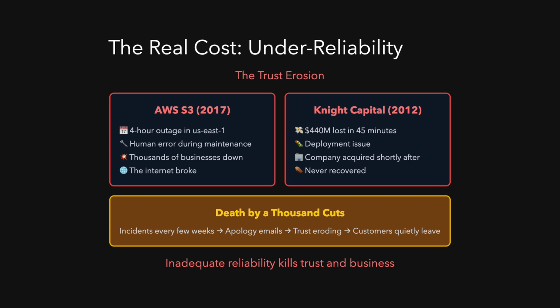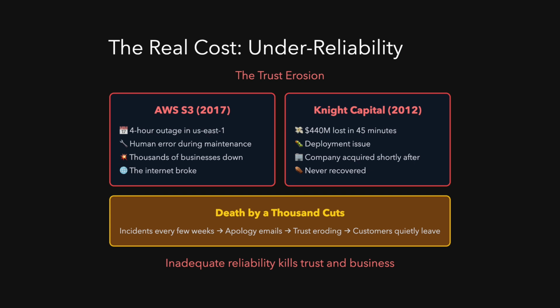This company lost about $440 million during the first 35 minutes of trading due to a deployment issue. The company was acquired shortly after, and they never recovered. But more common than spectacular failures is death by 1,000 cuts: incidents every few weeks, apology emails to customers, trust eroding, customers quietly moving to competitors.